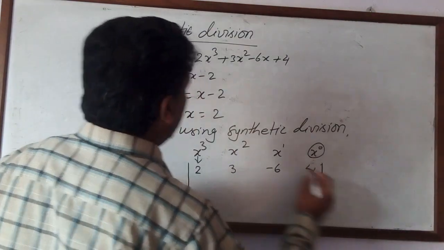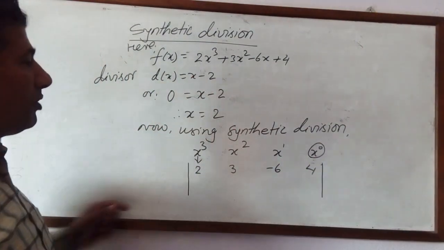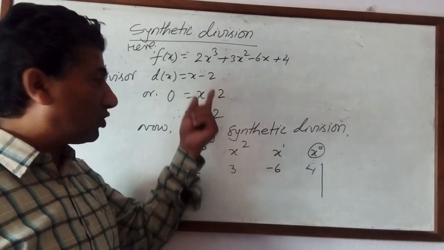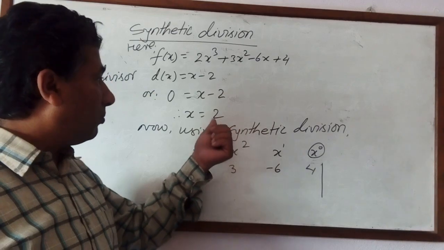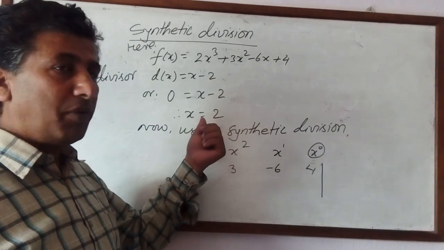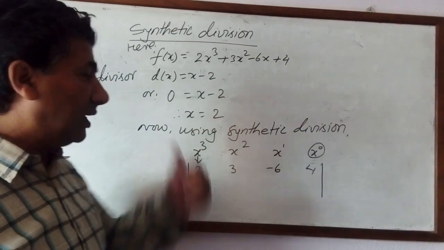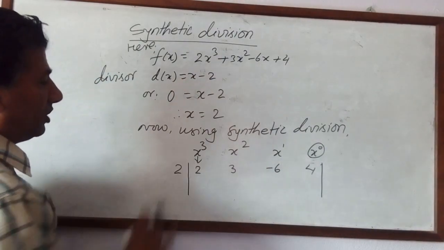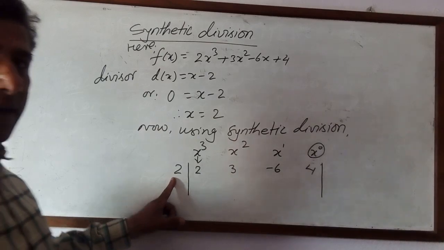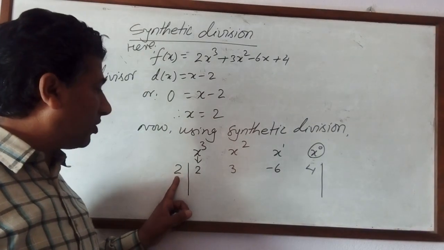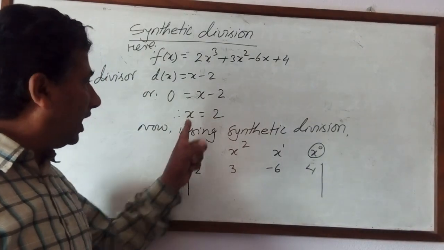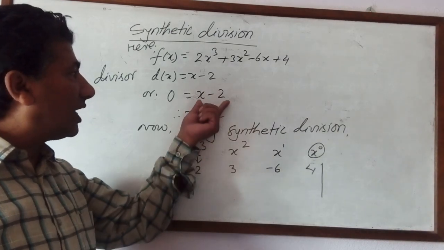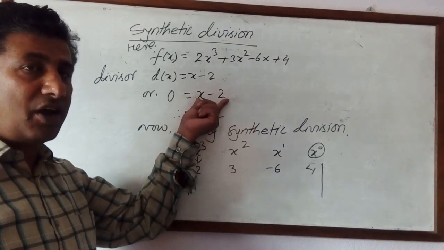Then we have to divide this by x minus 2. For the divisor x minus 2, the value of x is 2. If there is a minus, it becomes plus; if there is a plus, it becomes minus. Only write the 2 here, not x minus 2. It means x equals 2, and bringing it to this side gives x minus 2, which is the divisor.